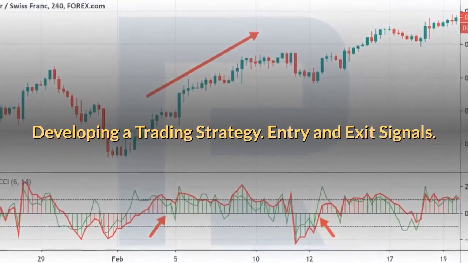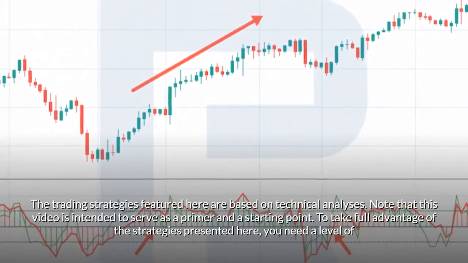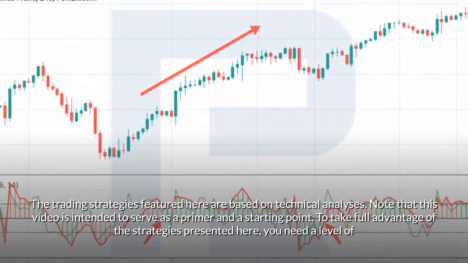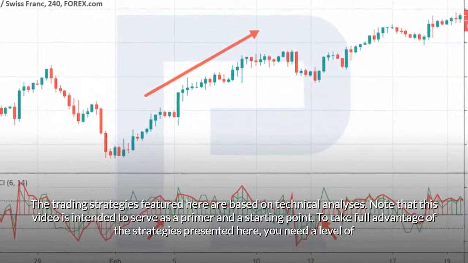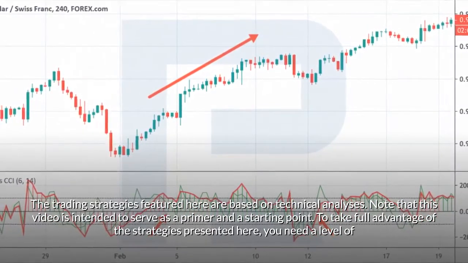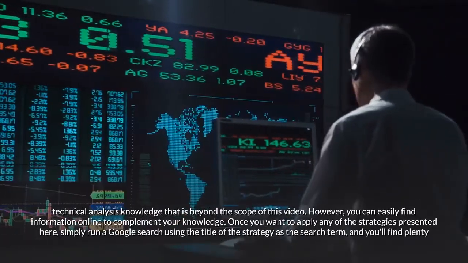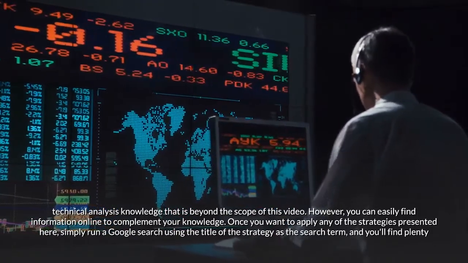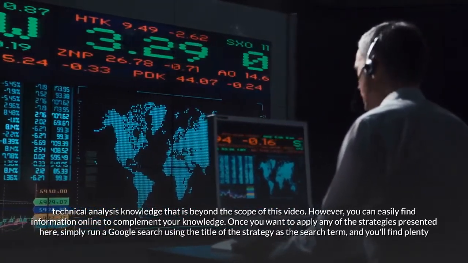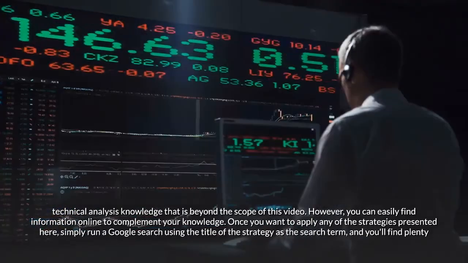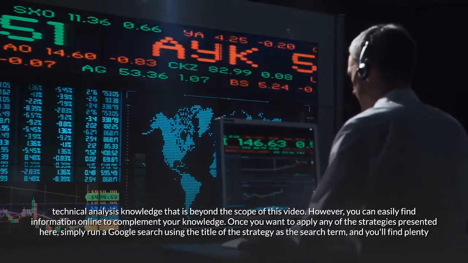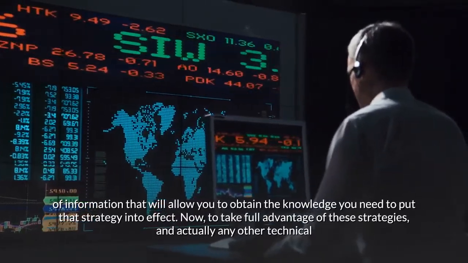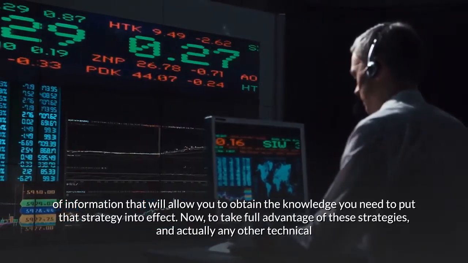Developing a trading strategy: entry and exit signals. The trading strategies featured here are based on technical analyses. Note that this video is intended to serve as a primer and a starting point. To take full advantage of the strategies presented here, you need a level of technical analysis knowledge that is beyond the scope of this video. However, you can easily find information online to complement your knowledge. Once you want to apply any of the strategies presented here, simply run a Google search using the title of the strategy as the search term, and you'll find plenty of information that will allow you to obtain the knowledge you need to put that strategy into effect.